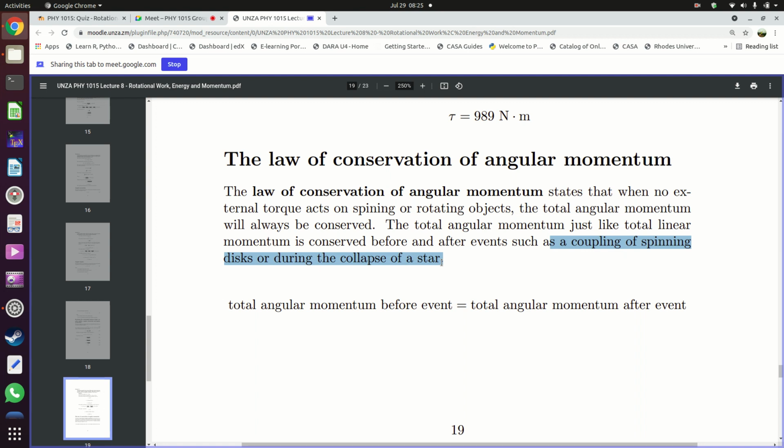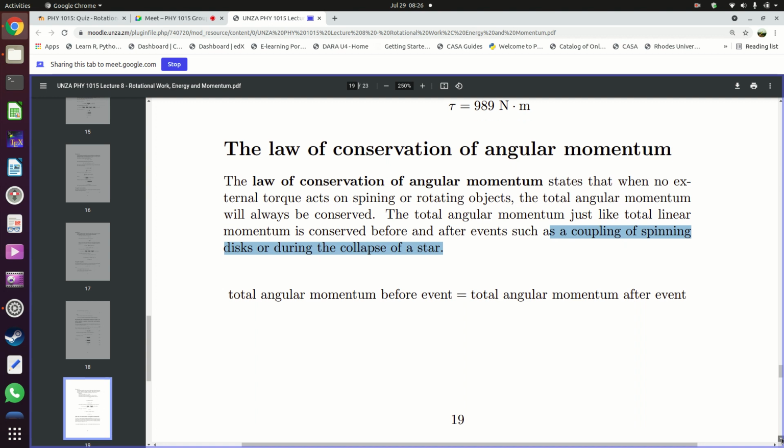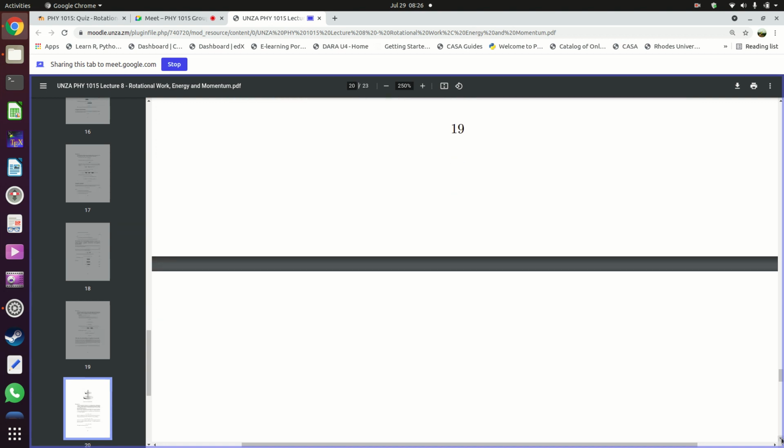Even if there is no torque applied, when you have an object which is spinning, and this big object becomes smaller, it will tend to spin faster. When it collapses on itself, it tends to spin faster. So let us have a look at a few examples pertaining to this conservation of angular momentum.